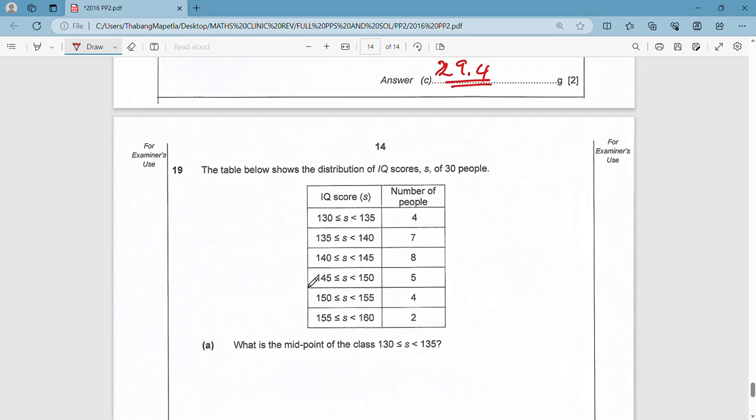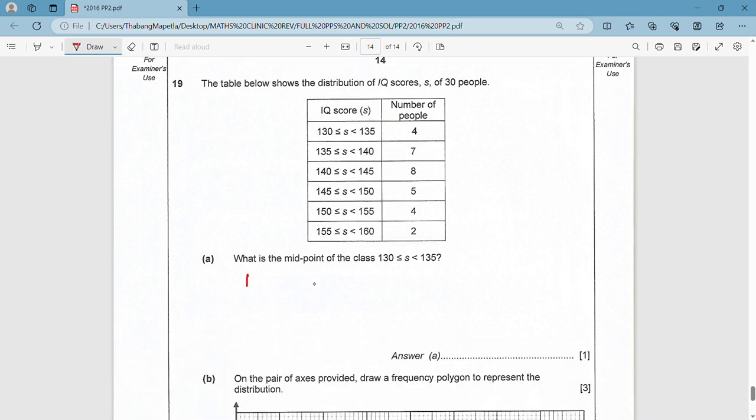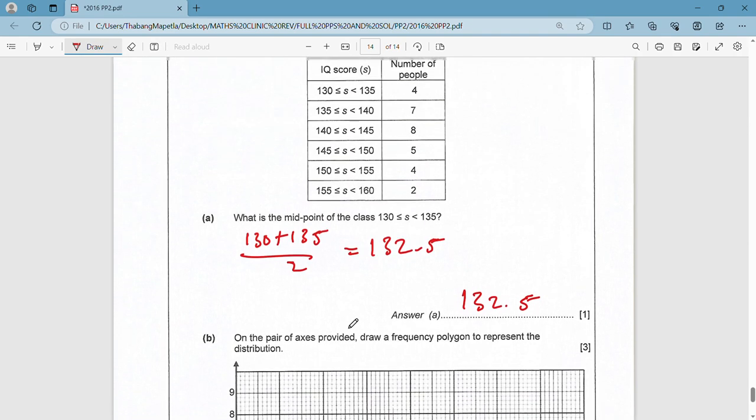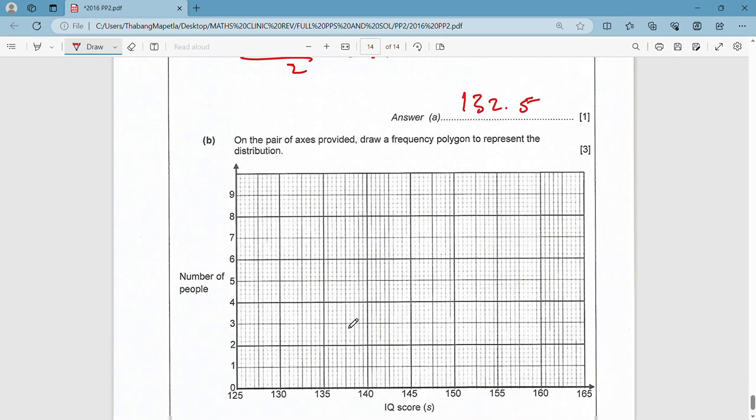Okay, this is the last question. The table below shows the distribution of IQ scores of 30 people. It says find the midpoint of the class 130 to 135. Obviously we add the two bounds and divide by 2: 130 plus 135 over 2. The answer is 132.5. Then it says on a pair of axes draw a frequency polygon. For a frequency polygon we're going to use midpoints.